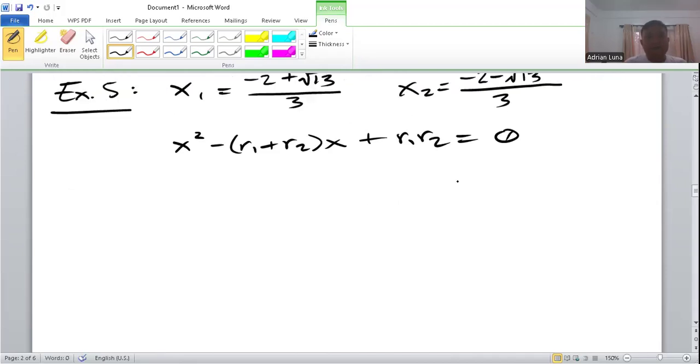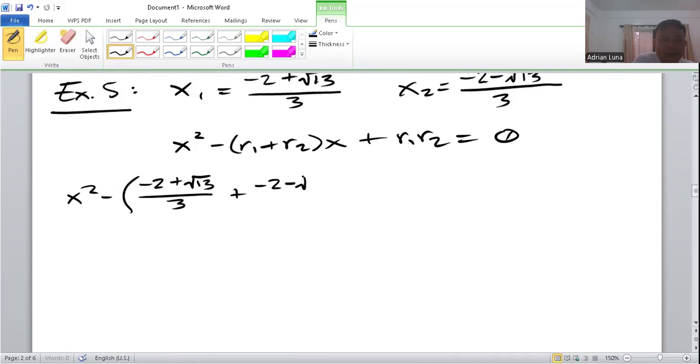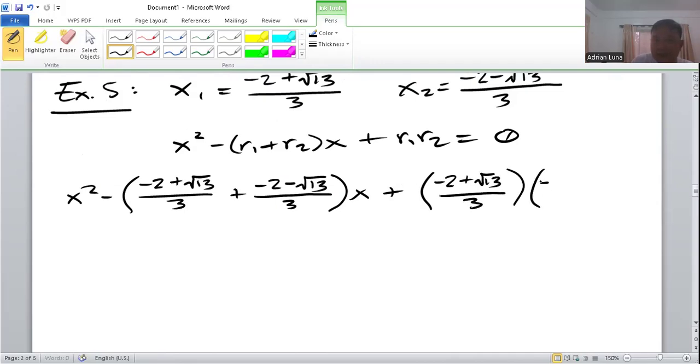So, apply natin. Medyo mahaba-haba lang to ng konti, pero kaya yan. x minus (negative 2 plus square root of 13 all over 3) times x minus (negative 2 minus square root of 13 all over 3), that is, x squared minus the sum of the roots times x, plus the product of negative 2 plus square root of 13 over 3 times negative 2 minus square root of 13 all over 3, is equals to 0. Okay.